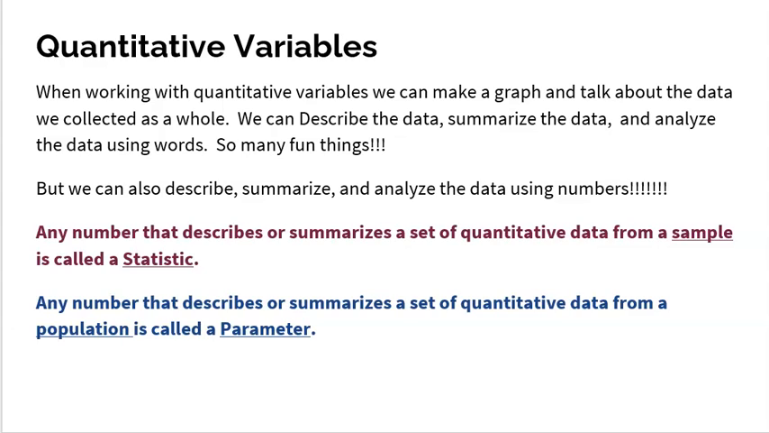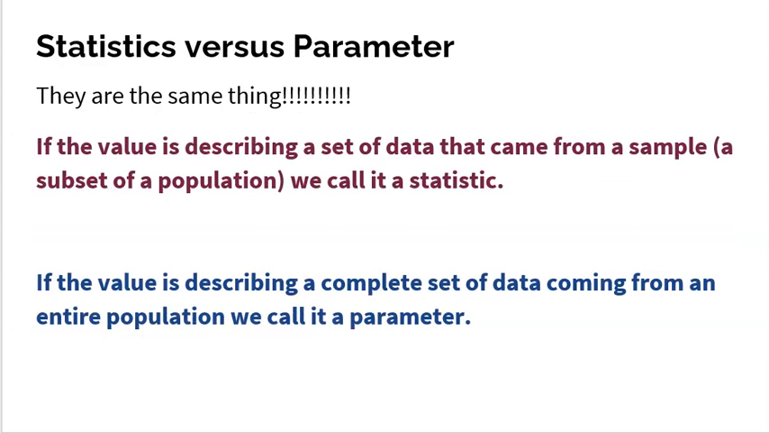Any number that describes or summarizes a set of quantitative data from a sample is called a statistic. Any number that describes or summarizes a set of quantitative data from a population is called a parameter. Let's talk about that a little bit more.